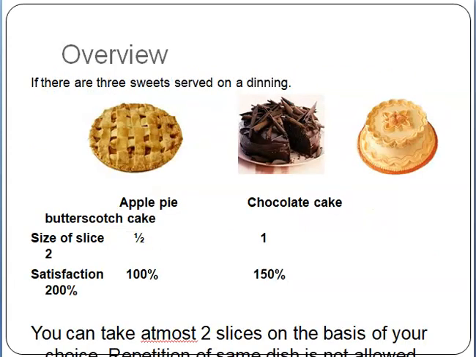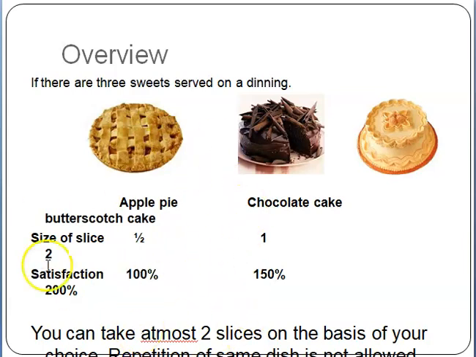Similarly, let us take another example in which we go to a party and there are three types of dishes there. There is an apple pie, there is a chocolate cake, and there is a butterscotch cake. And the number of slices that are available: the size of the slice is half for apple pie, then for chocolate cake 1, and for the butterscotch cake it is 2. Then the level of satisfaction is 100% for apple pie, for chocolate cake it is 150%, and for butterscotch cake it is 200%. So this is the size or the weight, and this is the profit that we are going to get out of eating a particular dish.